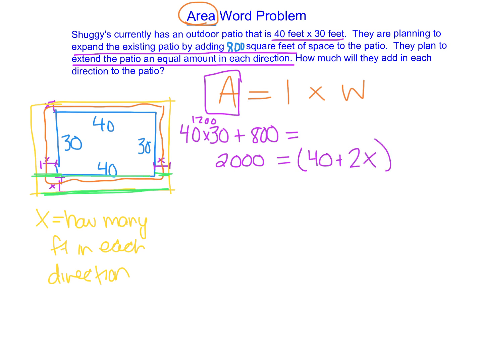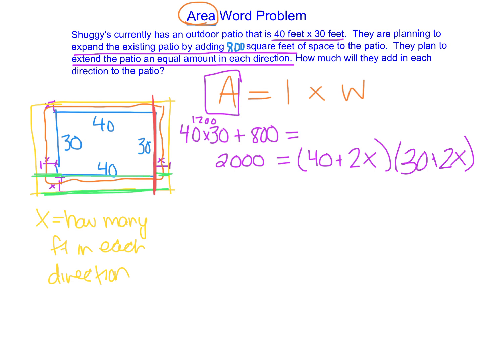Then from here, I need to find the width, and the width is this length right here, which I can see is 30 plus an x on each side. So that's going to be times 30 plus 2x. So that's where we start. We take a look and we see, okay, what do we know about area? What do we know about the length? And what do we know about the width?